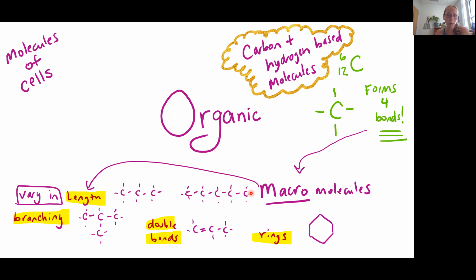They can be super duper long. They can have extensive branching. They can have double bonds. Remember, a double covalent bond means you're sharing 2 pairs of electrons instead of 1. And they can also form rings. And very often you'll see your ring structure abbreviated in this way, where each one of those points is representing a carbon.